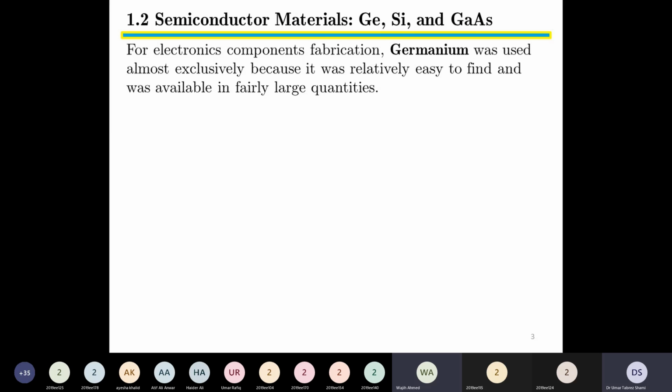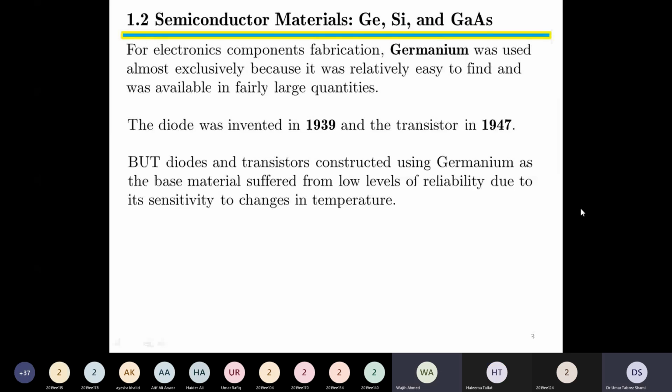During the start of the electronics, germanium was used most exclusively because it was relatively easy to find and was available in fairly large quantities. The germanium based diode was invented in 1939 and the germanium based transistor was invented in 1947. But the diodes and transistors constructed using germanium as a base material suffered from low level of reliability due to sensitive changes in temperature.